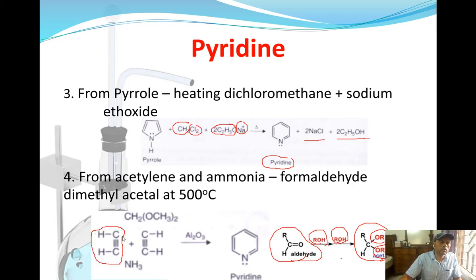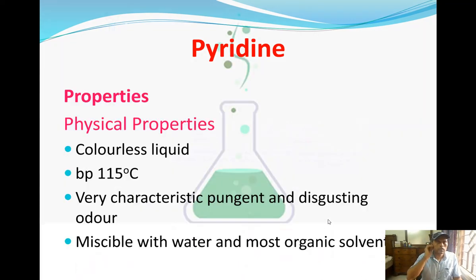This is your acetylene with the three bonds between carbon and carbon, and you're going to take ammonia, then formaldehyde dimethyl acetal. You're going to subject this along with aluminum oxide at 500 degrees centigrade. So you're going to heat them to 500 degrees centigrade, and you're going to get pyridine as the product. So this is the fourth method of synthesis.